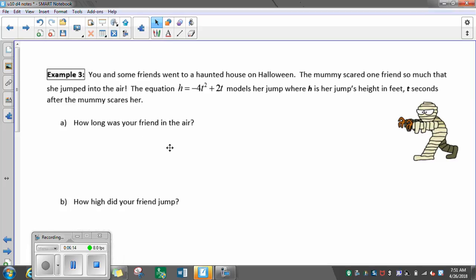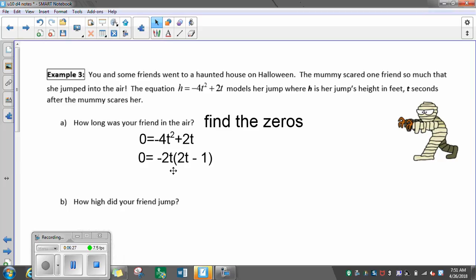So that means we're finding the zeros again. So I start with my equation. I decided to factor. You could easily do quadratic formula or put it in the calculator. That's totally fine. So I factored it, just found the GCF, and these are my 2 factors. Set them both equal to 0, and then solve for t. So this one I just divided by negative 2. This one I had to add 1 first, and then I can divide by 2. So I end up getting t equals 0 and 1/2.